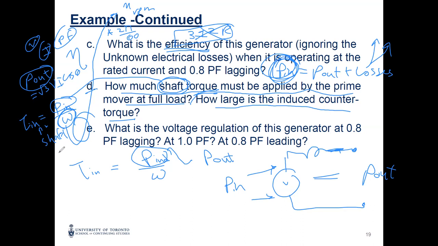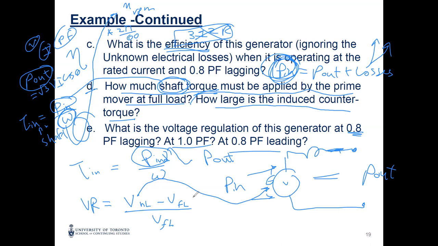Last point here, they said, what is the voltage regulation of this generator at certain power factors? So voltage regulation is the V no load minus V full load over V full load. V no load is the E, the voltage here. Full load is the one that we calculated in the previous point, B. So you put E, the voltage when there is no load, and then you put the voltage and multiply by 100%. And you can calculate it at different power factors. With different power factors, you can calculate the different V's.